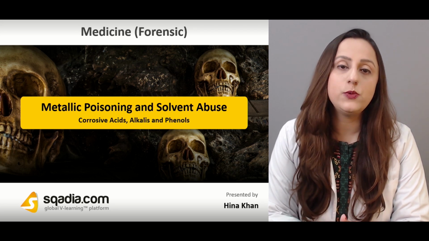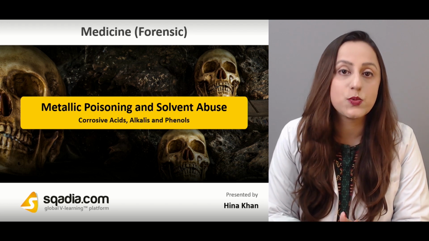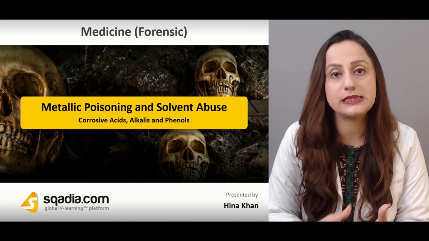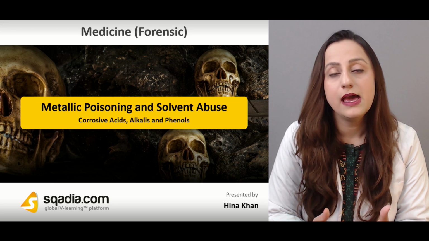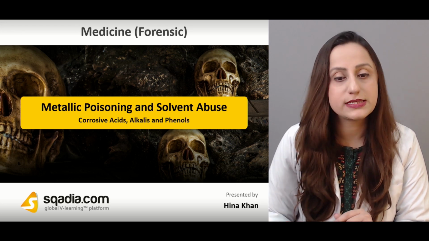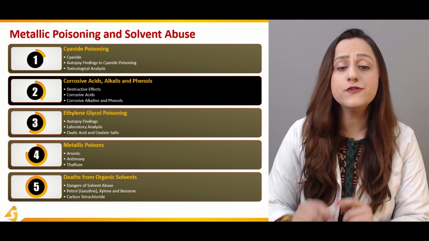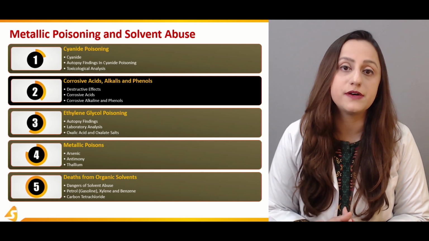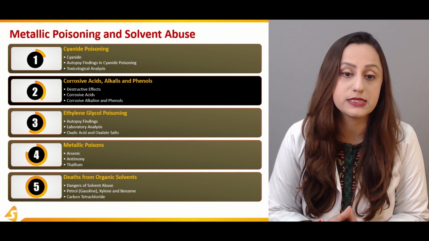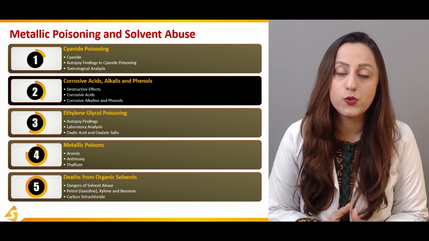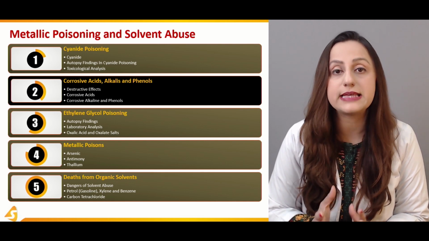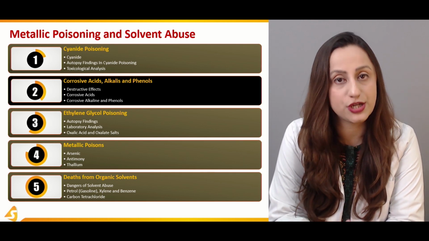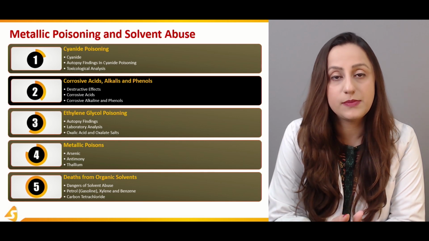So in this section, we are dealing with the corrosive acids as well as the alkalis and the phenols. What are the toxicological symptoms in these cases, and what are the autopsy findings that are particular to these poisonous substances? First of all, as I was already emphasizing, the corrosive poisons have a lot of destructive actions. So that will be discussed. First of all, what are the destructive effects of these corrosive acids and these phenols? And then we'll be discussing the corrosive acids in particular, very briefly but quite comprehensively.